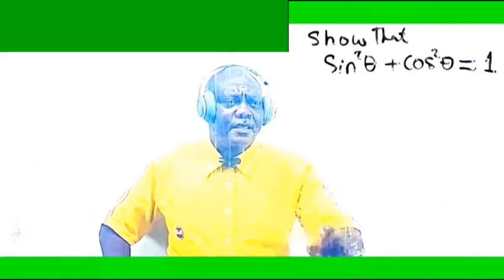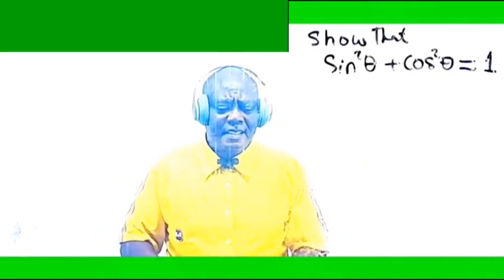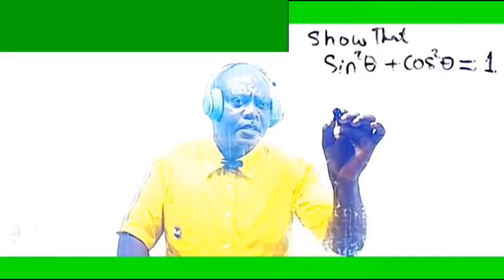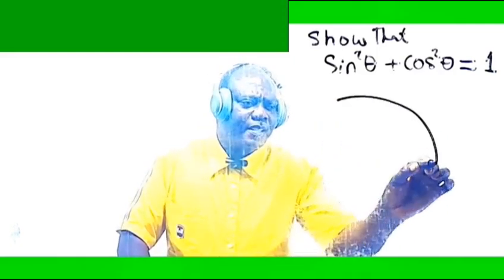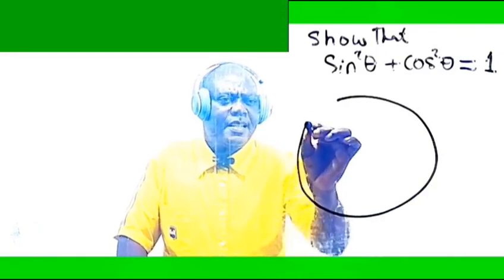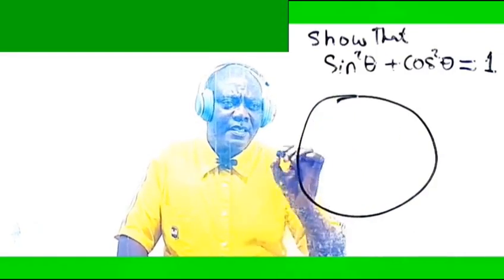How to prove that sin square x plus cos square x equals 1. I know you are familiar with this identity. Now let me show you how to prove it. So you consider your unit circle. A unit circle is the circle that has a radius of 1.